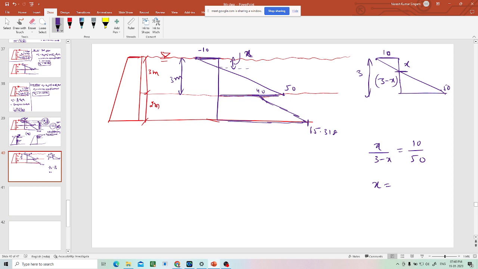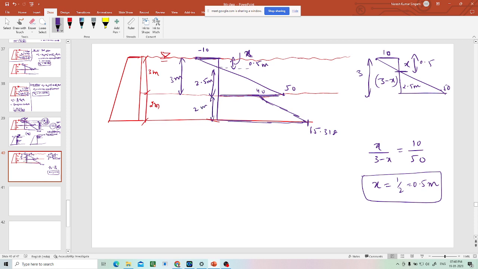X equal to 1 by 2. Yeah, correct. X equal to 1 by 2, that means 0.5 meter, right? This is 0.5 meter, so that means this is 2.5 meter. So now you understood, this is 2.5 meter, this is 0.5, and this is 2.